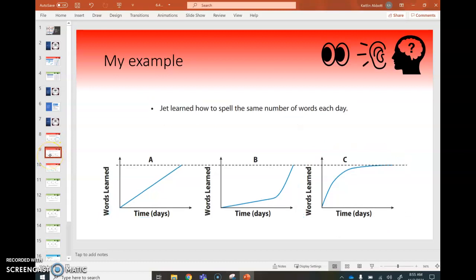All right, next one. Now we got Jet. Jet learned how to spell the same number of words each day. So a steady increase every day would make it look like a line. So I'm going to say Jet is this one.